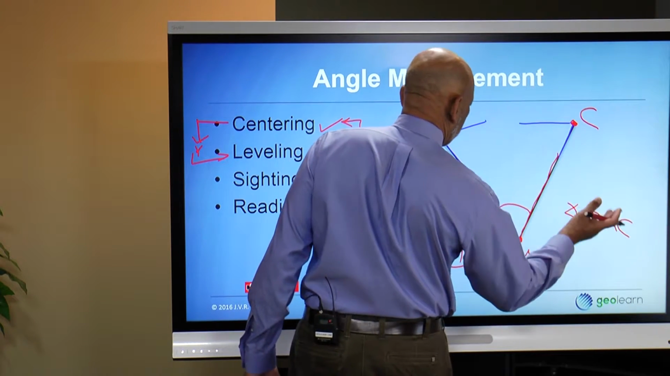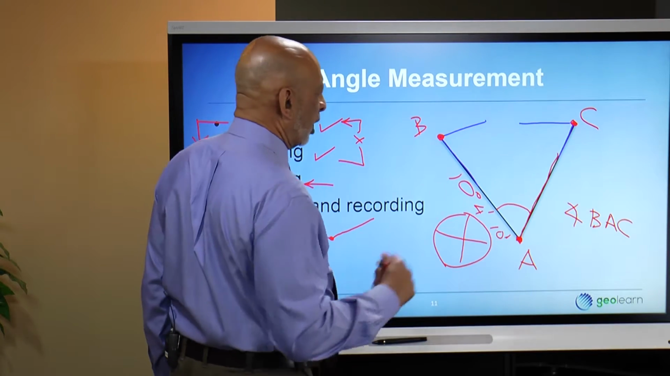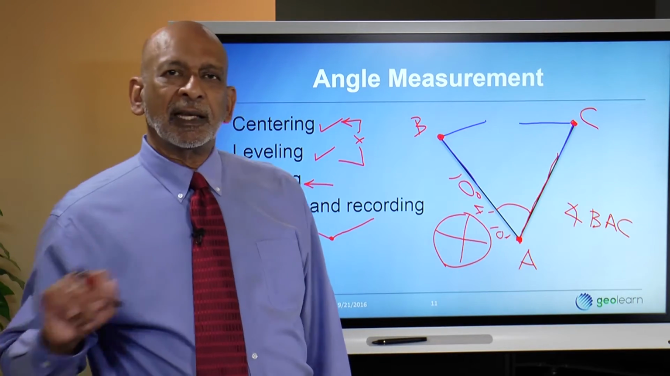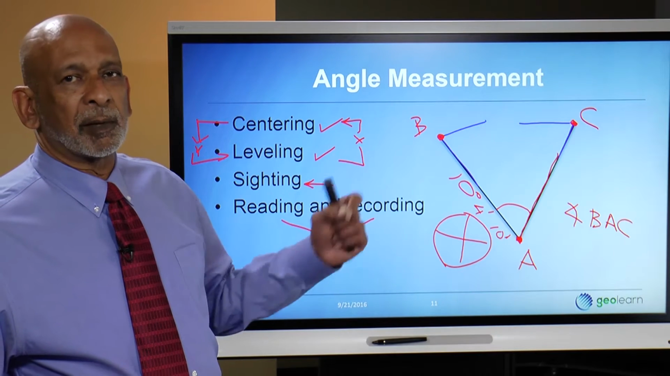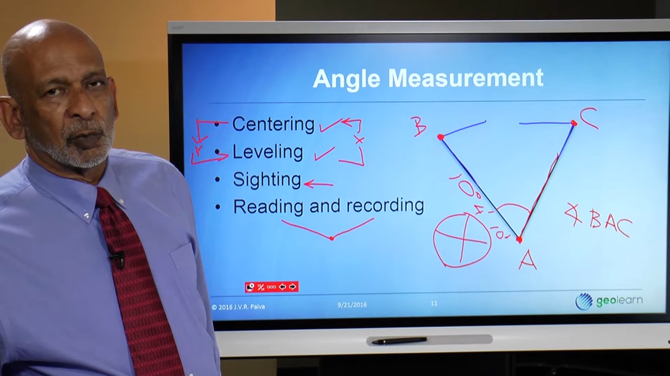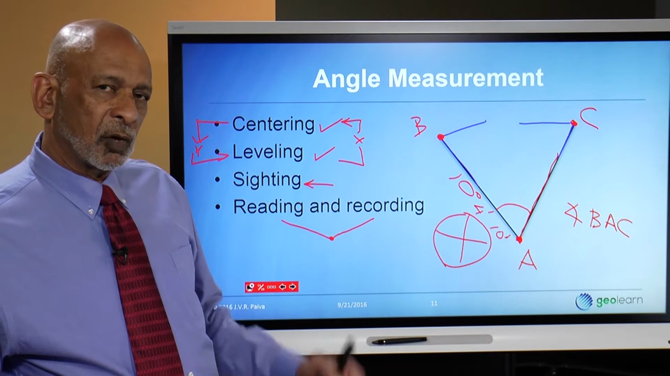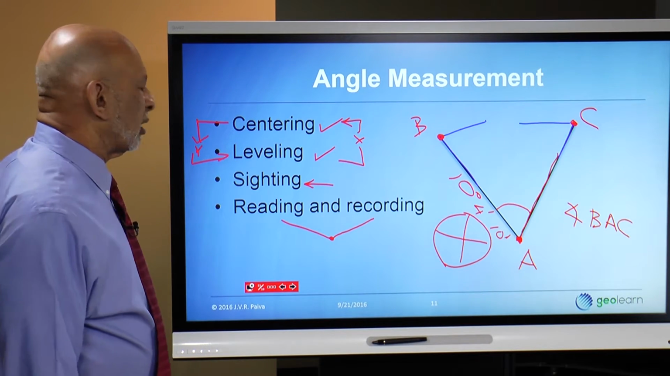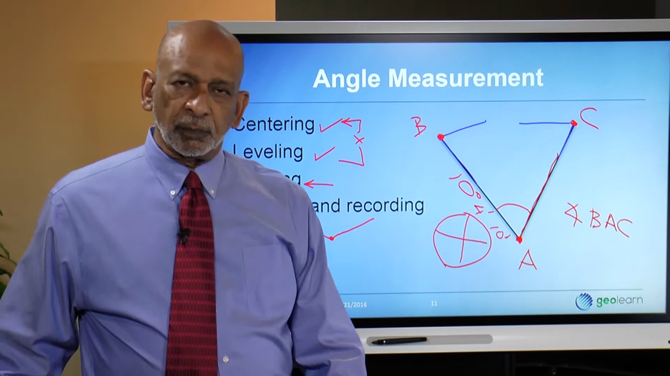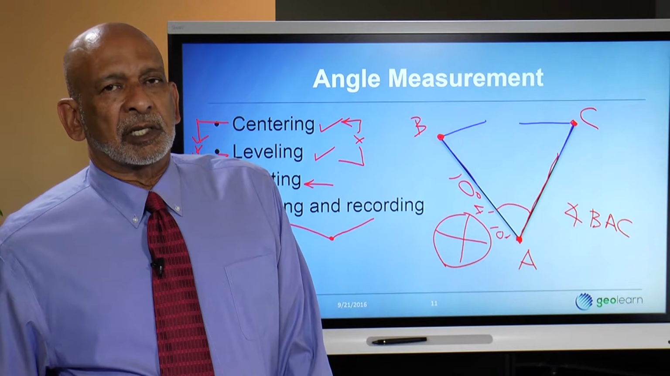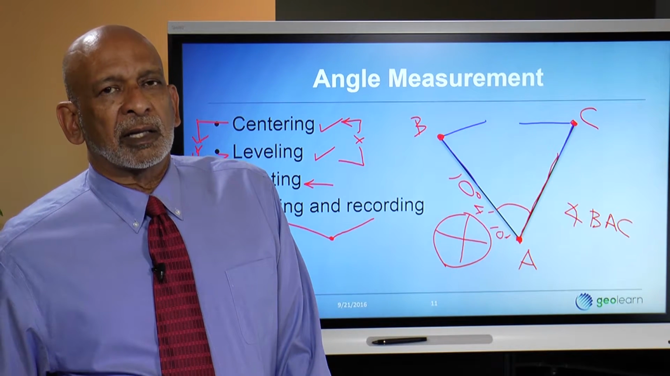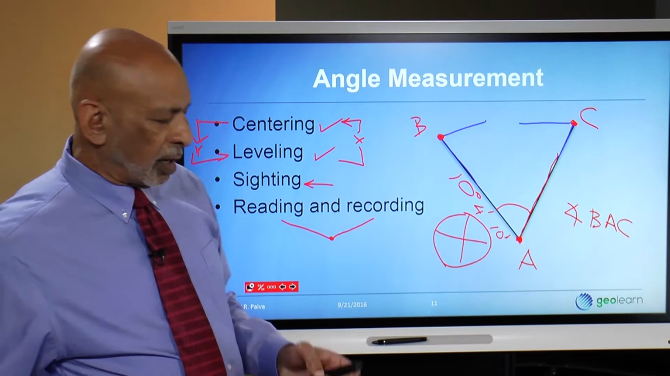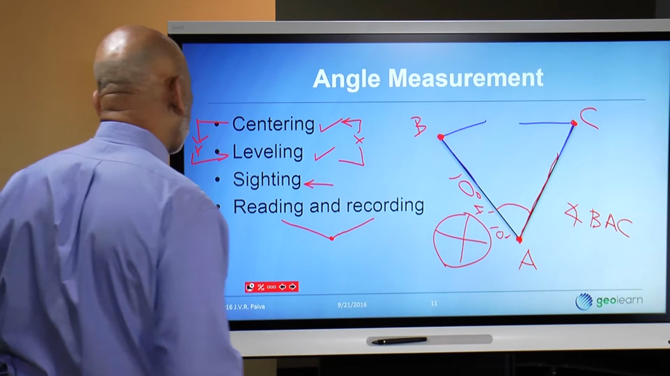You actually develop a technique or a process or a thinking process, which is whatever my final angle is, I subtract my beginning angle. Even though most of the time it may be 0, it's not always 0 for all kinds of reasons. And then, of course, recording it accurately is important. Again, with total stations, we may do that electronically, but recording it accurately is also an important part, and that's where the blunders come into the picture.